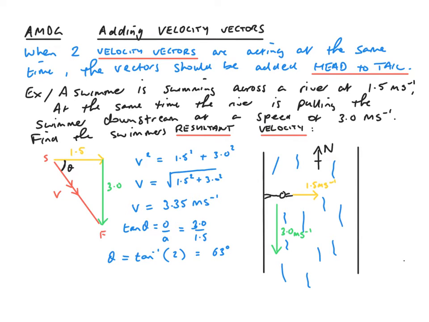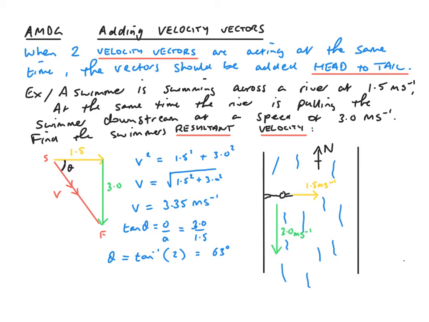So using the tan function there, tan is equal to opposite over adjacent, so that's 3 being the opposite. That's why it's important to get the right angle here. So the opposite is here, adjacent is here, so it's 3 over 1.5, which gives us 2, and then we find theta from the inverse shift tan function, which gives us 63 degrees.